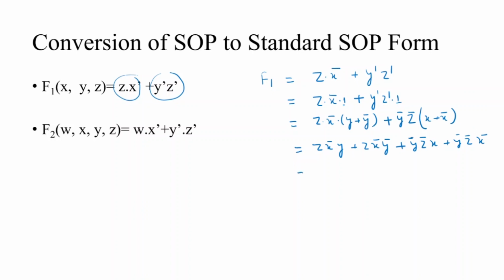We know that Boolean algebra follows the law of associativity, and according to the law of associativity, x dot yz is the same as xyz. When we arrange the variables or literals in order, this term is written as xyz, plus x complement y complement z, plus x y complement z complement, plus x complement y complement z complement.